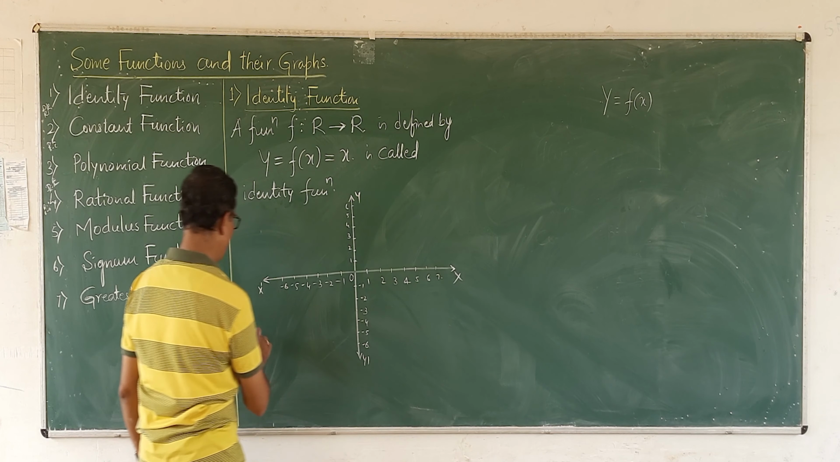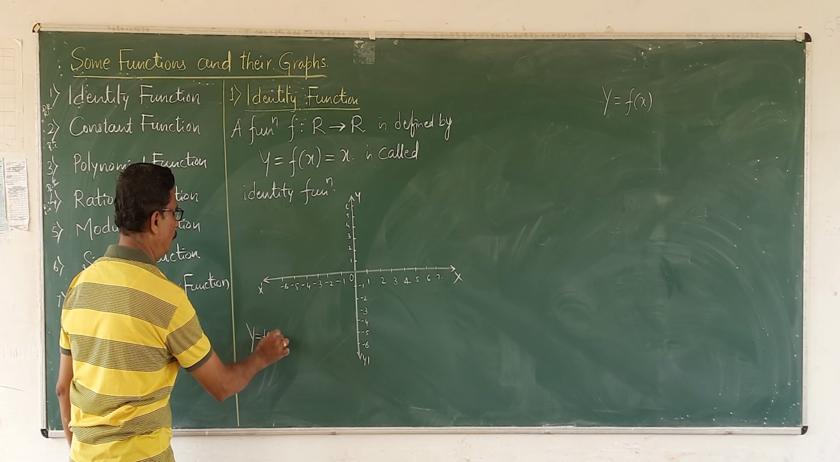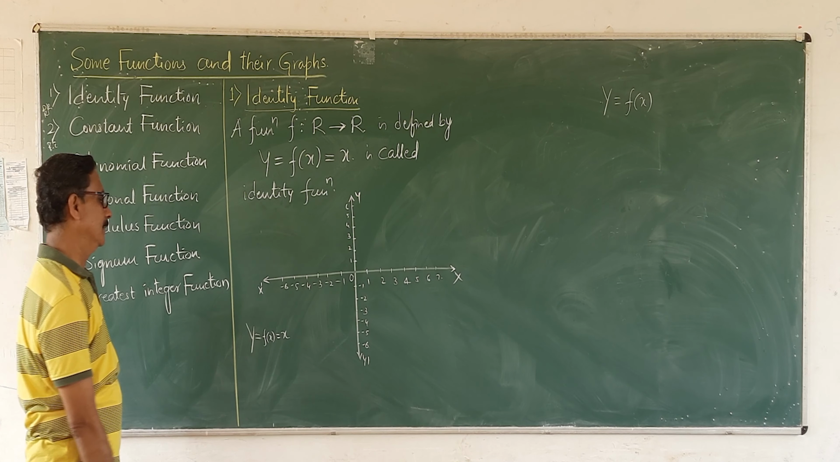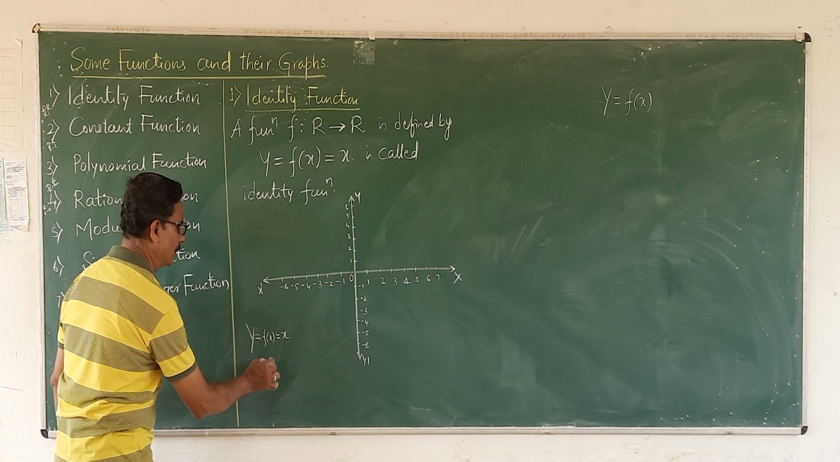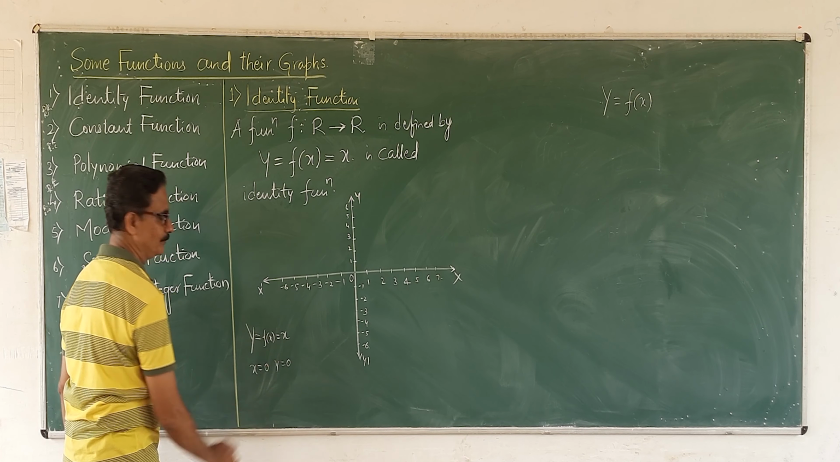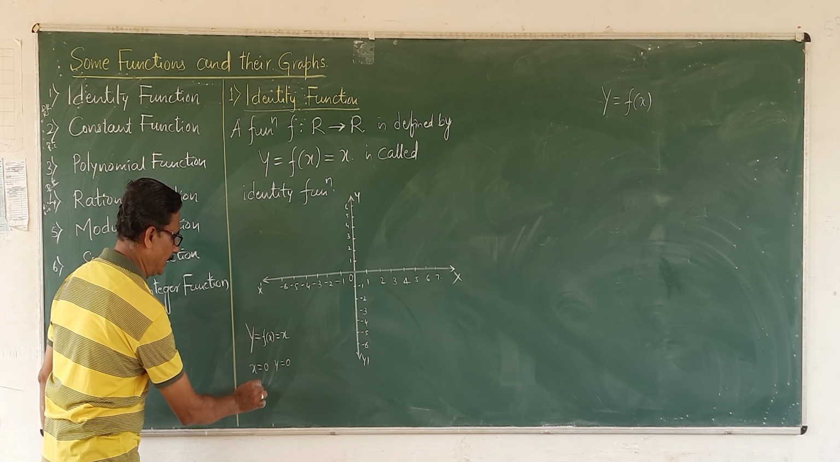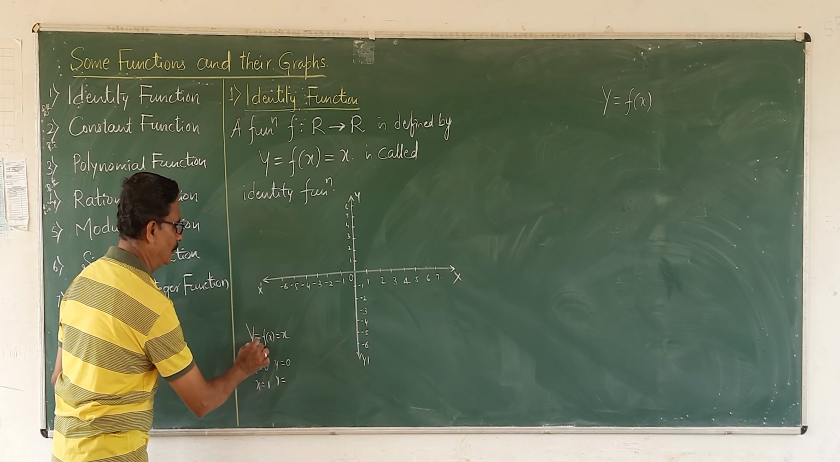Here y is equal to f of x, and that f of x value is x for the identity function, where x and y are real numbers. Take one number at a time. Put x is equal to 0, then y is equal to f of 0, which is 0. Put x equal to 1, y is equal to f of 1, that is equal to 1.